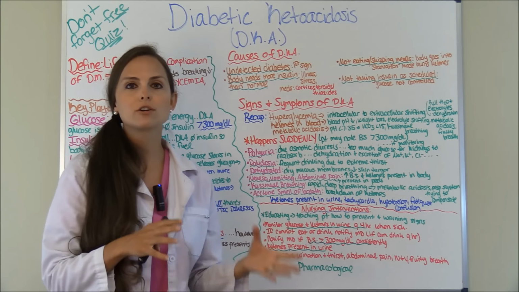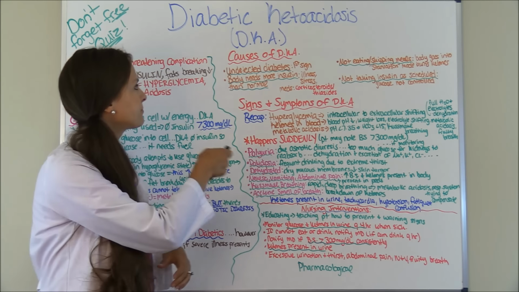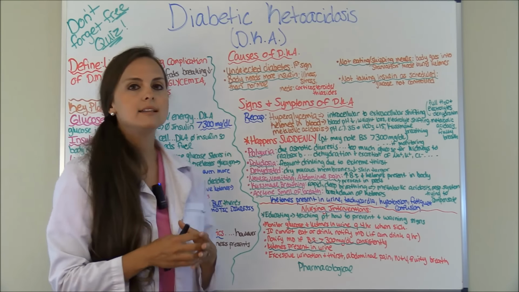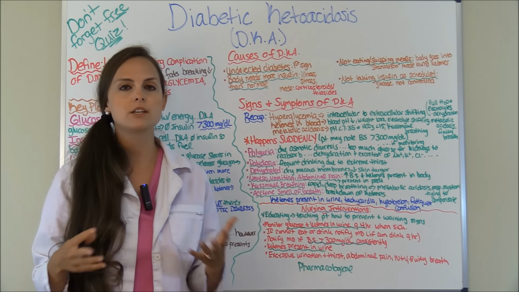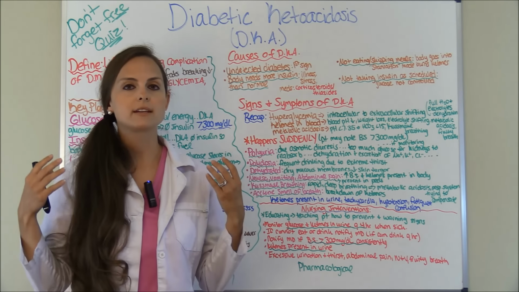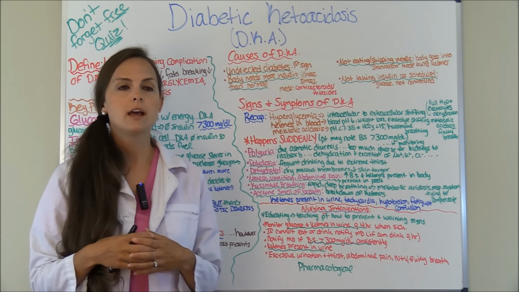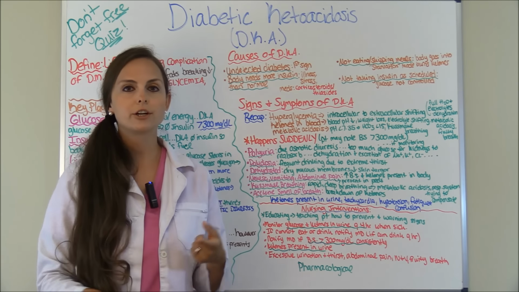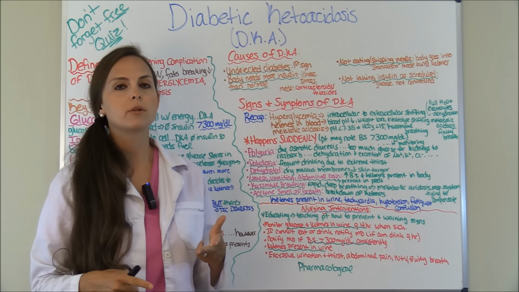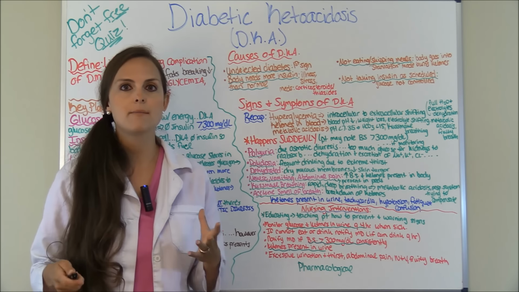Okay, what in the world causes DKA? Okay, number 1, undetected diabetes. This is usually the first sign in someone who doesn't know that they have diabetes. They are having excessive thirst, urination, everything like that. They go to the doctor, the doctor looks at their urine, it's positive for ketones, they look at their blood glucose and they're like, oh, you are diabetic.